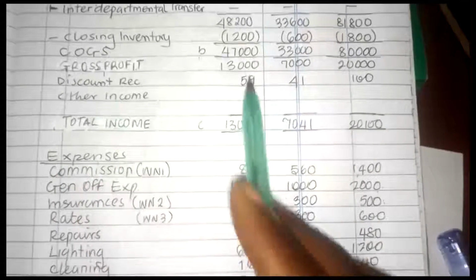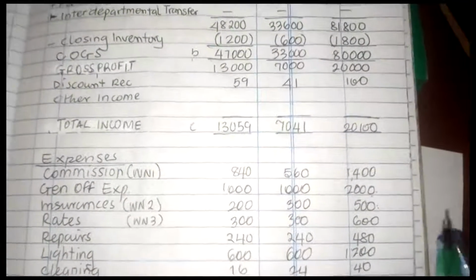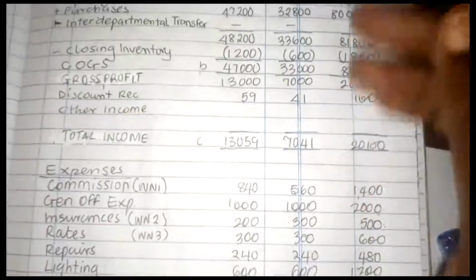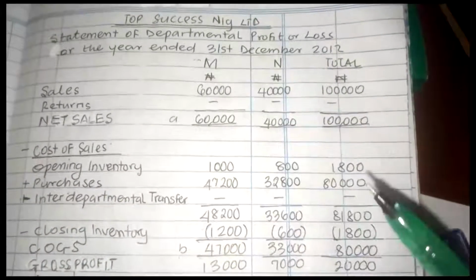So take notes of those areas: the net sales in capital letter, the gross profit in capital letter, the total income in capital letter. Okay, class, make sure you study it. You can repeat the video, replay the video, so that you understand better.